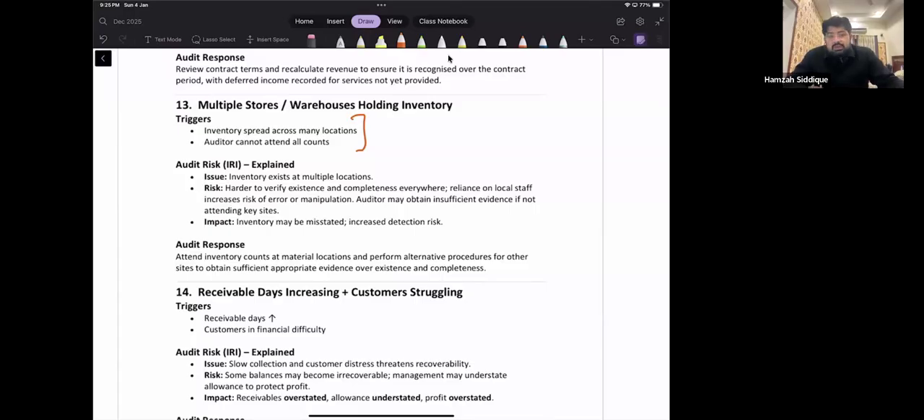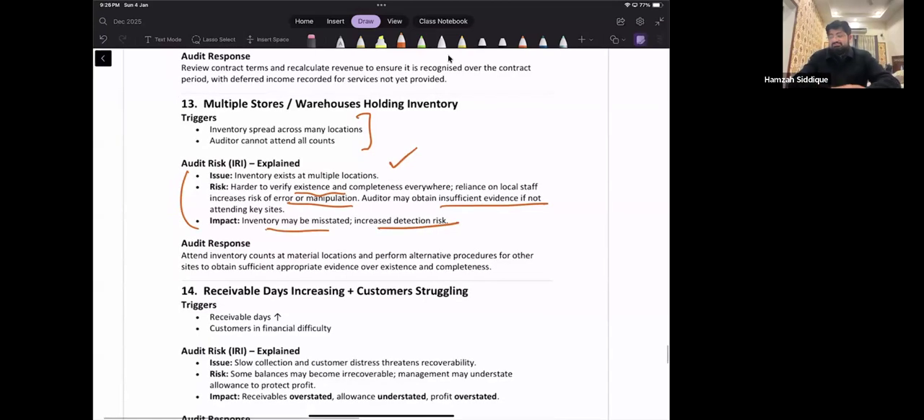Now, the next point is audit risk. How to explain? So inventory exists at multiple locations. So the auditor cannot go and check everything, verify existence, hard to verify. So that may be misstated. The auditor may not be able to obtain evidence, so detection risk increases. For example, the company has 15 locations. So the auditor may not have that much staff to attend all inventory counts at the same time.